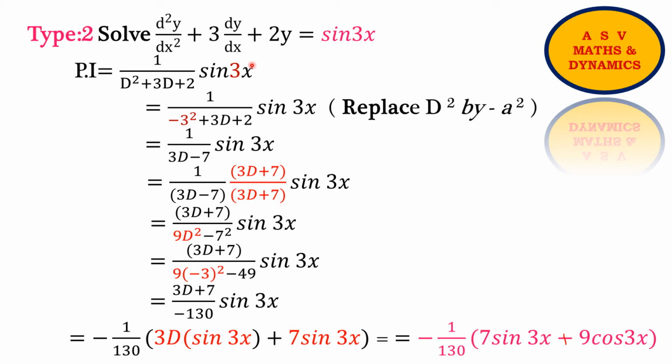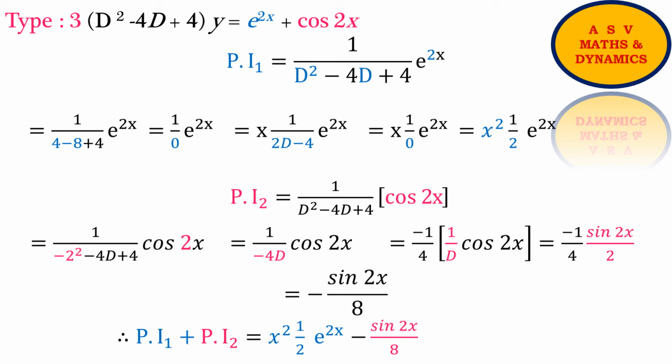Likewise, next type 2. Next problem. Here there are two terms, one is e power 2x, another one is cos 2x. First you have to find the e power 2x, that is PI1. In the same structure, instead of d and d squared you substitute the value. But here it is interesting, you see, if you substitute the 2, you get 4, but here negative 8, here 4 plus 4 is 8, minus 8 is 0. So we got 0, which means, as I told you, just add x and do the differentiation.